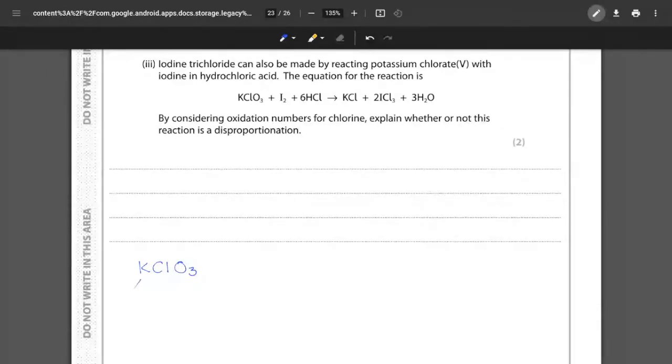KClO3. So the potassium is always +1 because it's in group 1. The oxygen is always -2 because it's not in a peroxide, but I have 3 of them, so that gives me -6, meaning my chlorine is +5. So in my KClO3, I have a +5. For my HCl, very simply, the hydrogen is +1, the chlorine is -1.